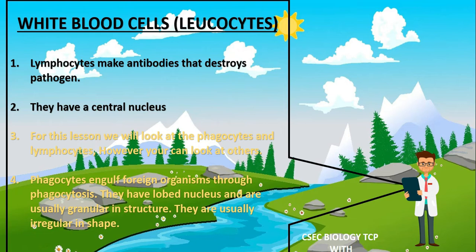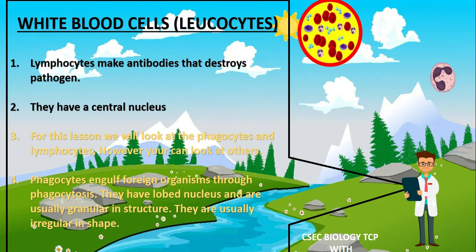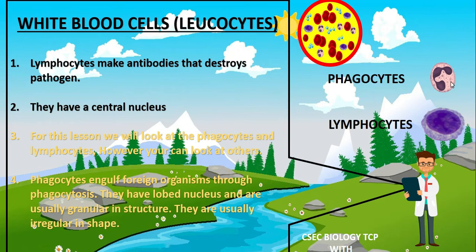Phagocytes engulf foreign organisms through phagocytosis. They have a lobed nucleus and are usually granular in structure. They are usually irregular in shape. So if you look at the phagocyte here, you'll notice the lobed nucleus. It has a rough coat, somewhat granular. That's what it means here. It has this rough coat and the lobed nucleus, which helps the cell change shape in order to carry out phagocytosis. The lymphocyte is somewhat different.